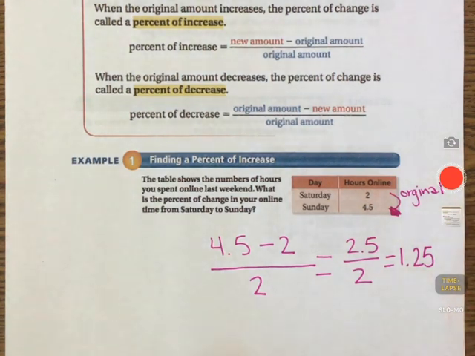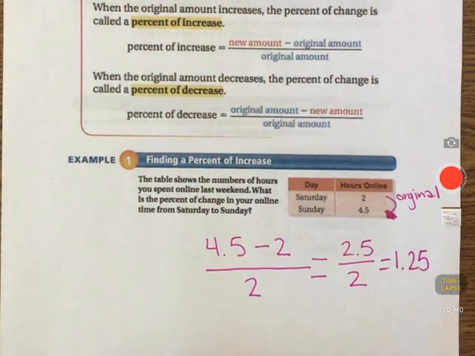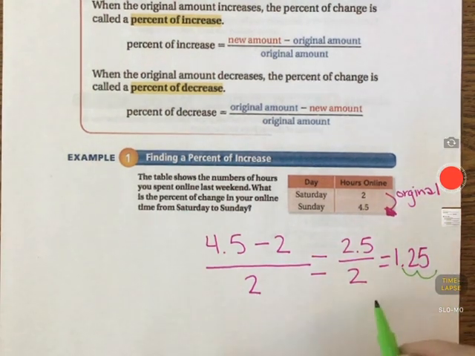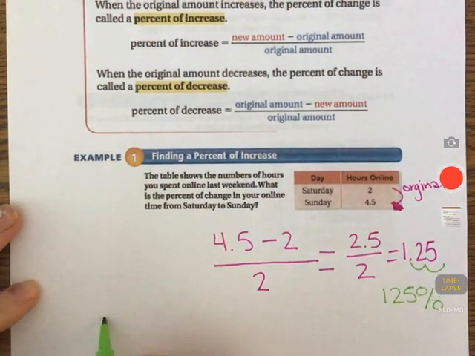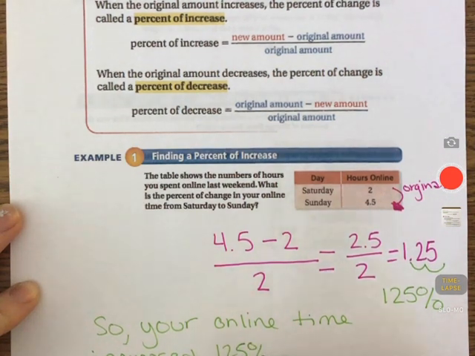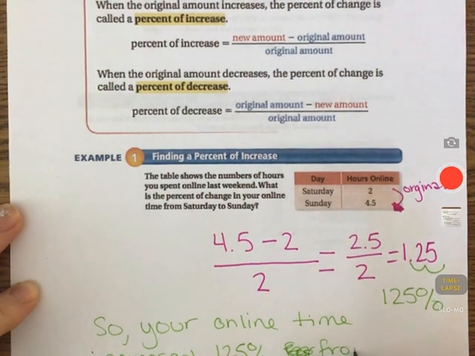And so hopefully you guys remember, when we're trying to turn a decimal into a percentage, we have to move the decimal point over twice. So we moved over twice, and now we have 125%. So what this is saying is that our online time increased 125% from Saturday to Sunday.